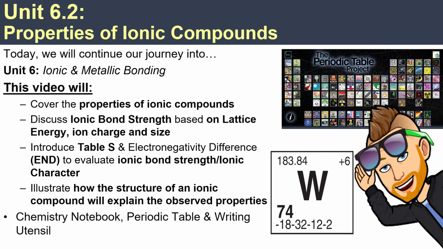This is video 6.2, where today we will cover the properties of ionic compounds. We're going to discuss ionic bond strength based on lattice energy, introduce Table S, and how you can use the absolute electronegativity difference to evaluate the degree of ionic character or ionic bond strength, and talk about how the structure of an ionic compound will explain all of the observed properties that we are supposed to know.